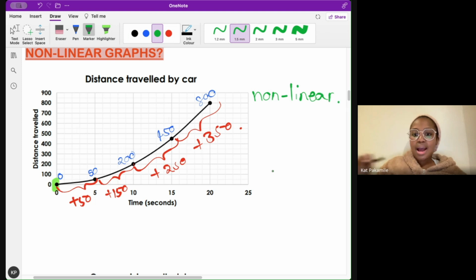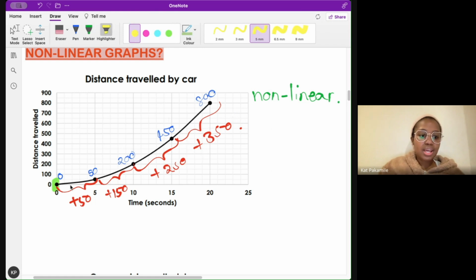Now, I want to give a major shout out to the people who answered, even if it was wrong, because you will never know for sure if a graph is linear or nonlinear unless you check the points. We were using the same intervals over here, 0, 5, 10, 50. So we're going up in fives. Yet we can see that our difference is not remaining the same.